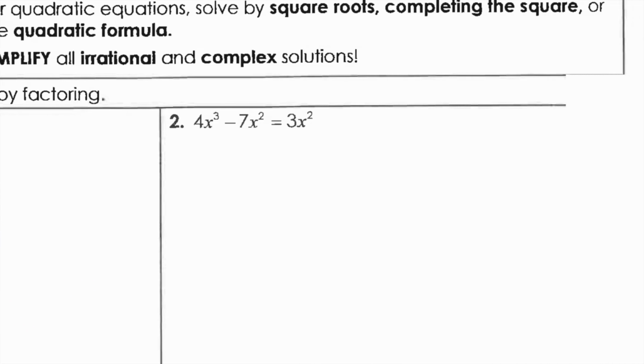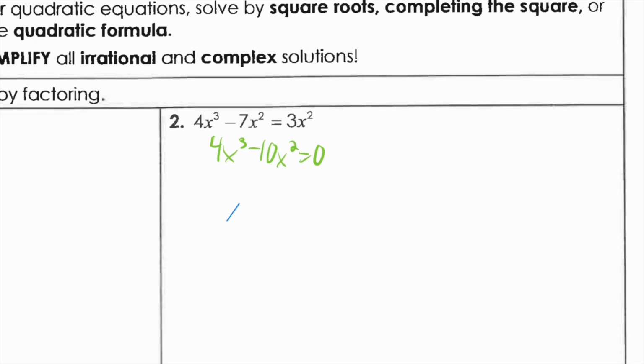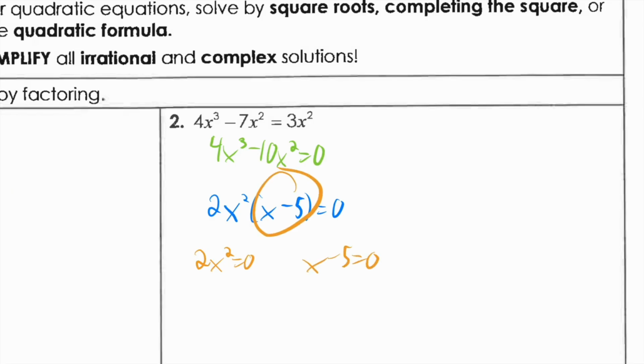On to number 2. So we first have to set this equal to 0, so I'll do that by subtracting 3x squared from each side. That does combine with negative 7x squared, giving me 4x cubed minus 10x squared equals 0. So now I look for a GCF. The GCF is 2x squared, and I'm now left with x minus 5 equals 0. So now I can set each of these equal to 0. 2x squared equals 0. x minus 5 equals 0. This couldn't be factored further even if we wanted to, since it's not a difference of two squares or a difference of two cubes.